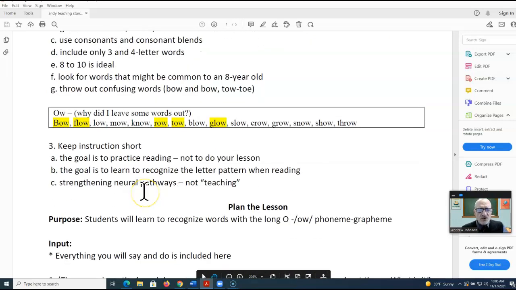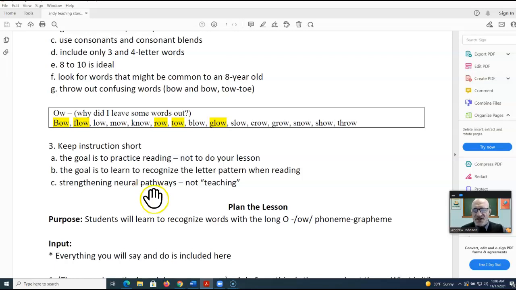I want to keep instruction short. I believe in direct and explicit instruction. It's not the what of direct instruction, it's the how and the how much of direct instruction. So the goal is not to do my lesson. The goal is for students to begin to be able to recognize that letter pattern when they're reading. The brain is a pattern recognition machine. That's how it has evolved. So we are strengthening neural pathways more than we are teaching reading.